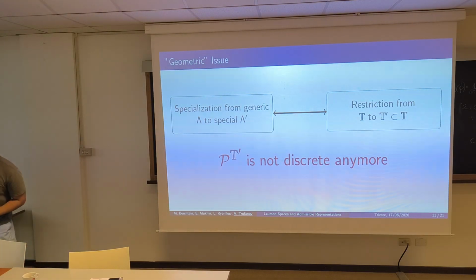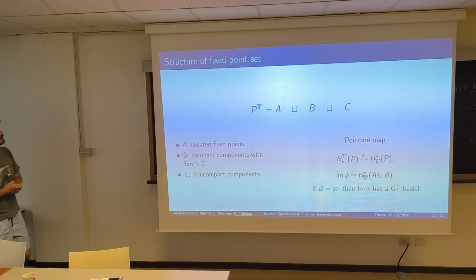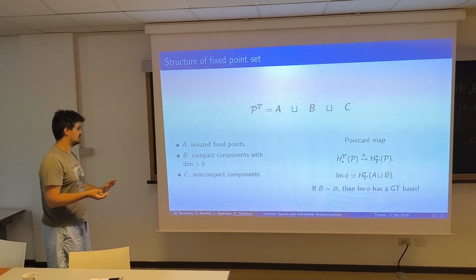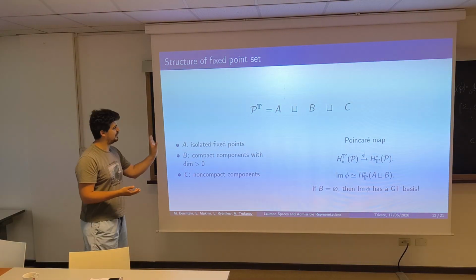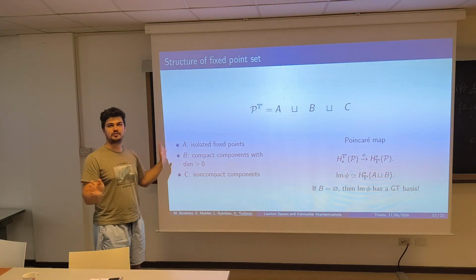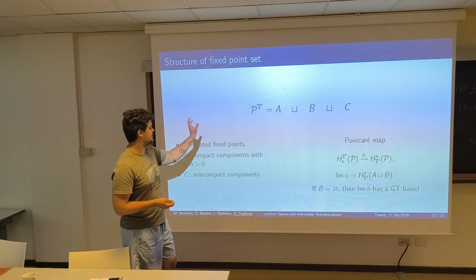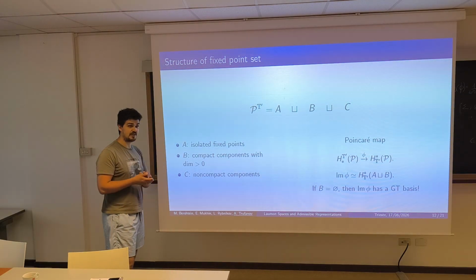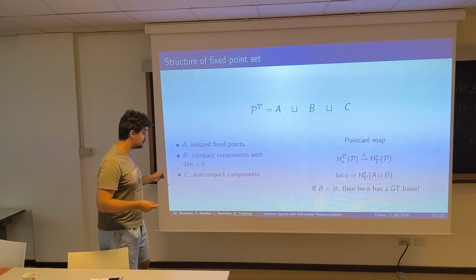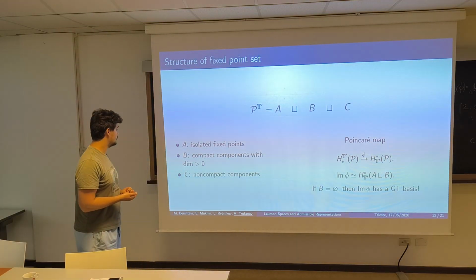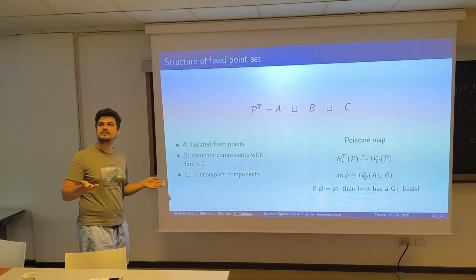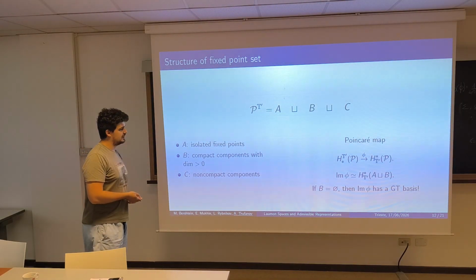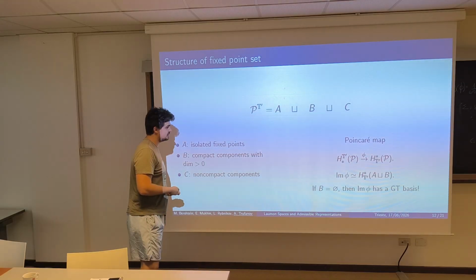Yeah, so let's go a little bit deeper in this direction. What about this fixed point set structure? In fact, the fixed point set would be decomposed into three parts. The first part is isolated fixed points like before, which I call A. The second I call B, and it is just compact components with dimension greater than 0. And the third is non-compact. So in general there are all three types. As you've seen, for generic lambda, we had only A. And what we are trying to figure out is what happens in some good cases.